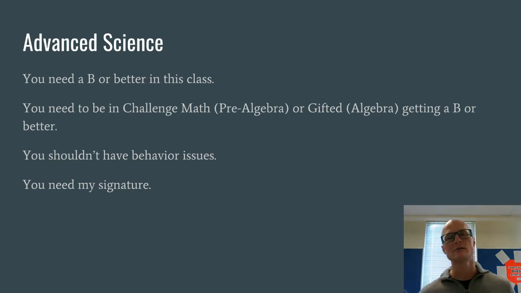Advanced science, challenge science, whatever you want to call it. The important things you need to know about it. You need to be getting a B or better if you're going to take it. You need to be ahead at least 1 year in math. So you're taking pre-algebra or algebra this year.